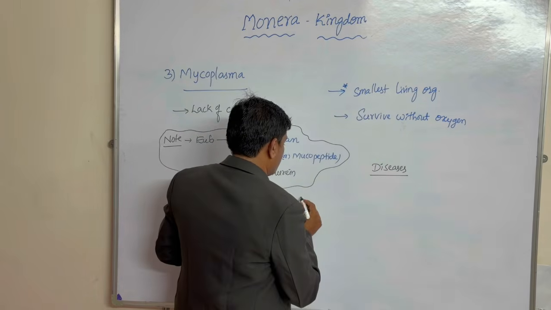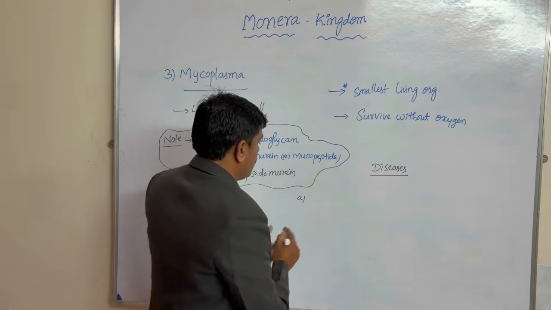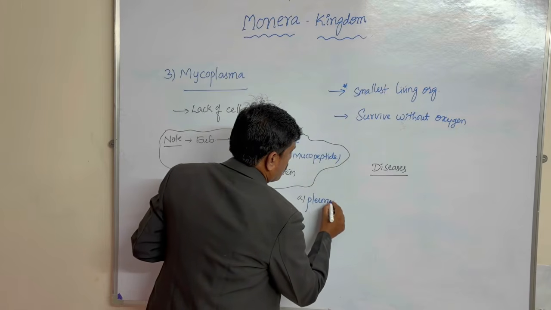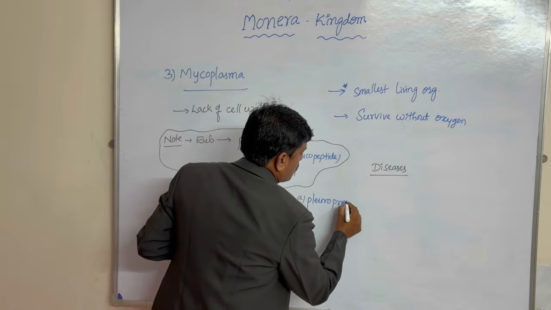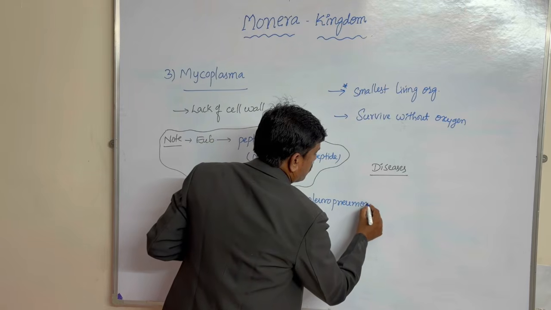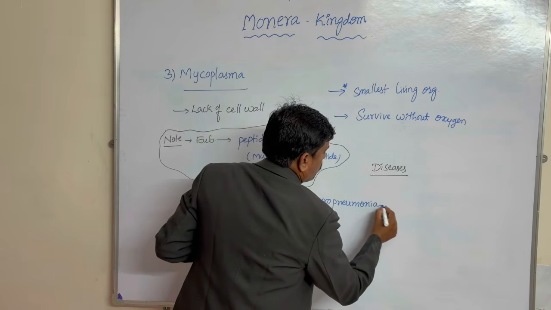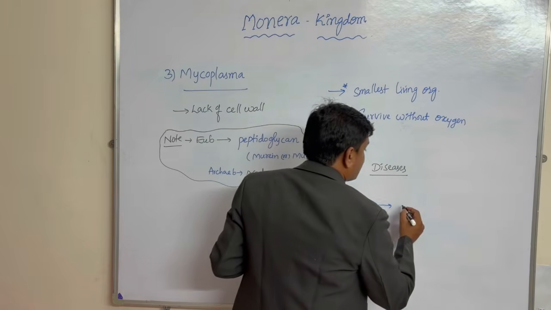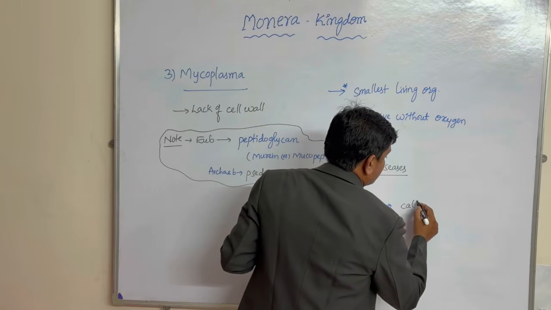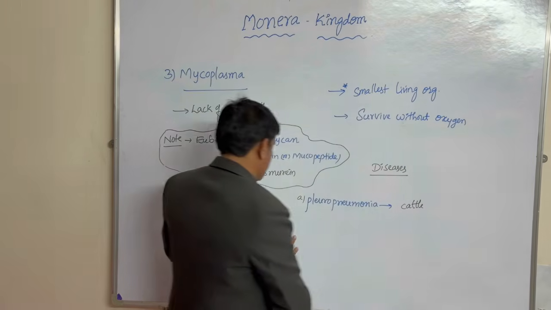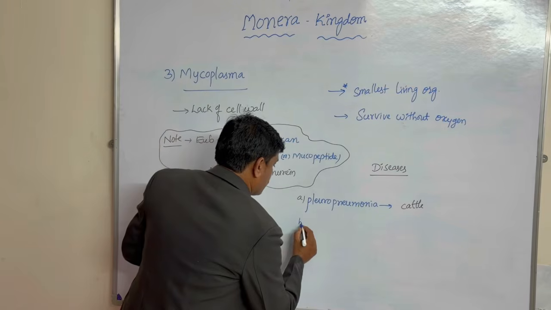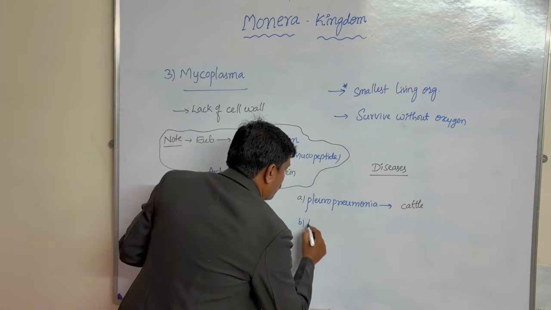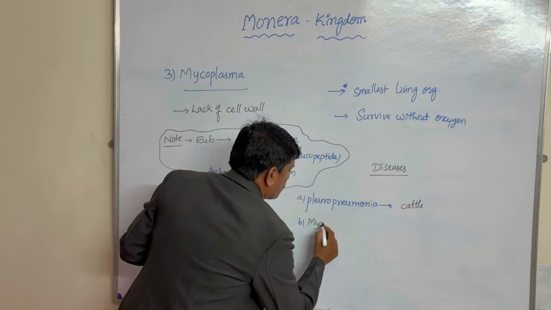The first one is pleuropneumonia, which mainly affects what type of animals? Cattle only. The second one is Mycoplasma urethralis.